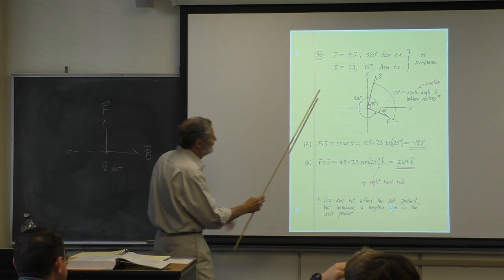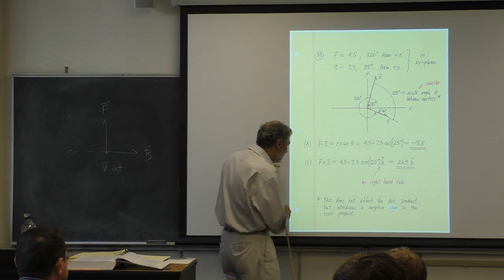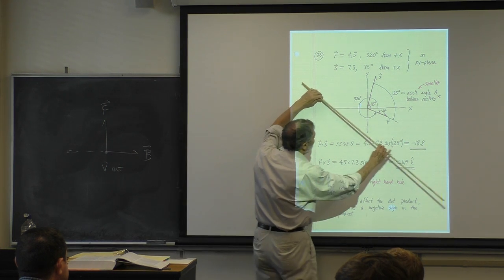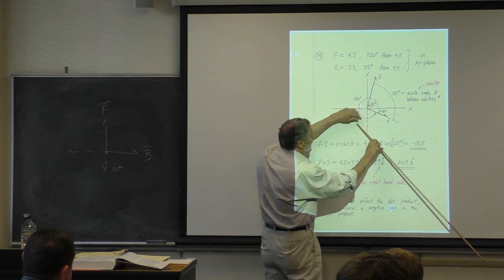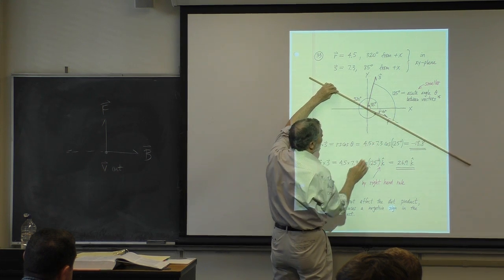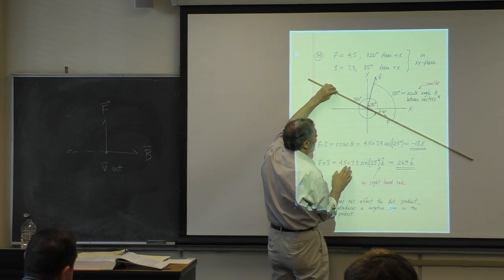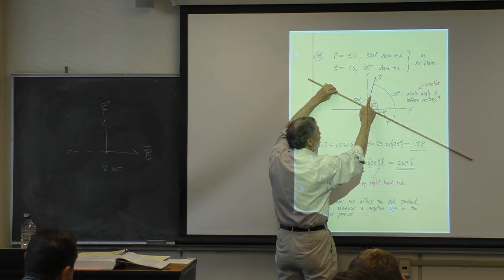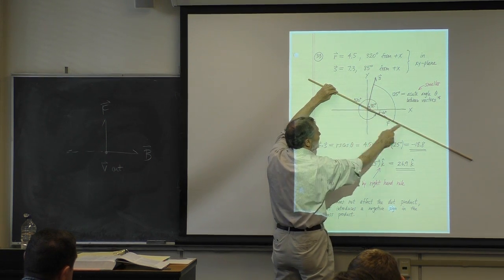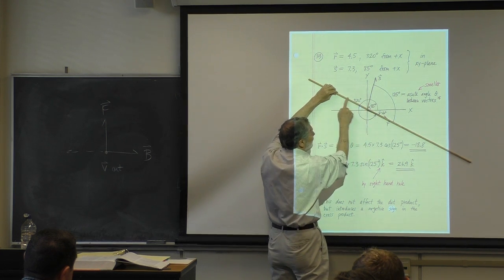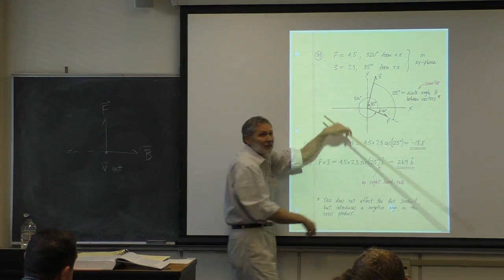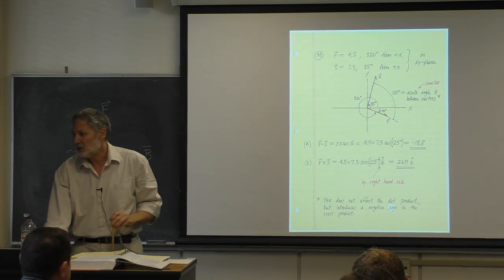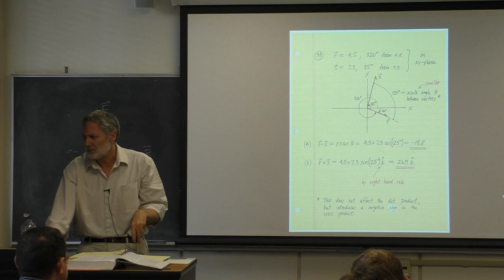Another way of looking at it is, you can think of the dot product of this vector along this direction here. The dot product involves the product of this magnitude times the component of this vector along this direction. And the component of this along this direction is opposite that. That's another way of looking at why it's negative. There's another problem where we'll look at that.